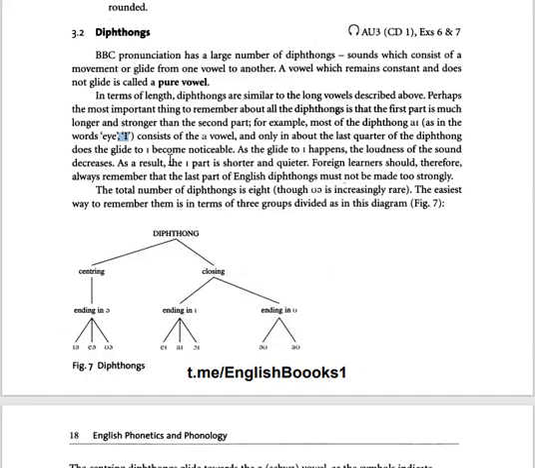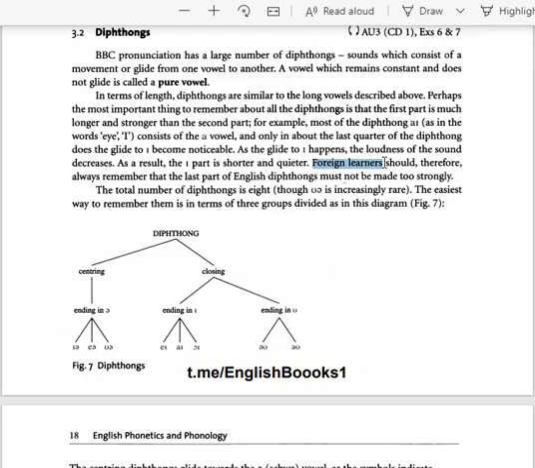As a result, the short E part is shorter and quieter. Foreign learners should therefore always remember that the last part of English diphthongs must not be made too strongly, because the first part, as we said, will be longer and stronger when we pronounce.